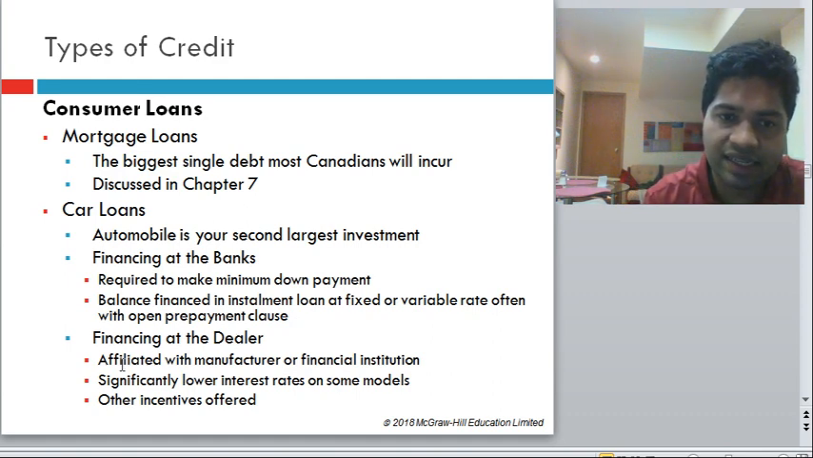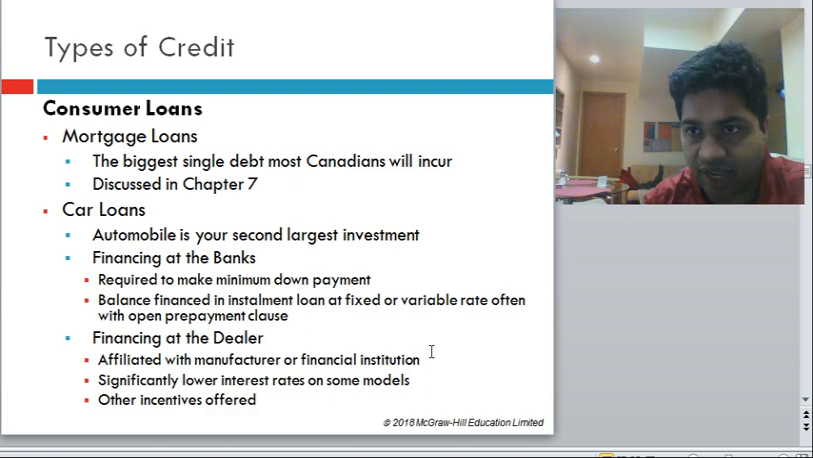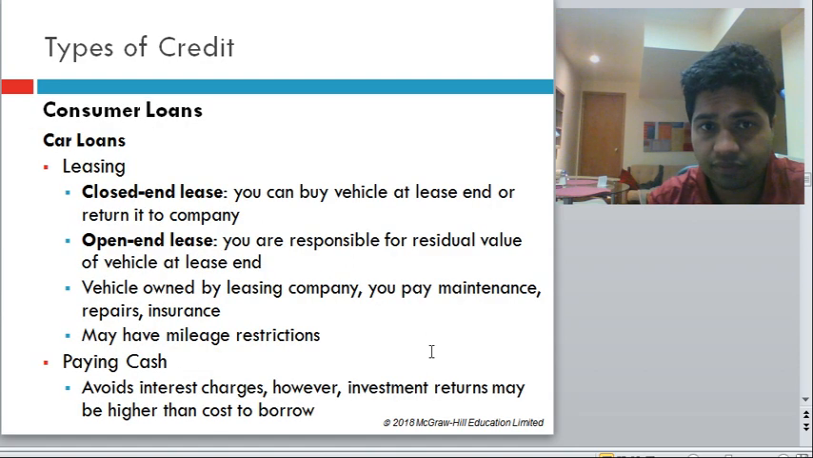Financing is available at dealers, also affiliated with manufacturers or financial institutions. Significantly lower interest rates on some models and other incentives can be there, like free winter tires if you take financing through the dealer rather than through a bank, etc.